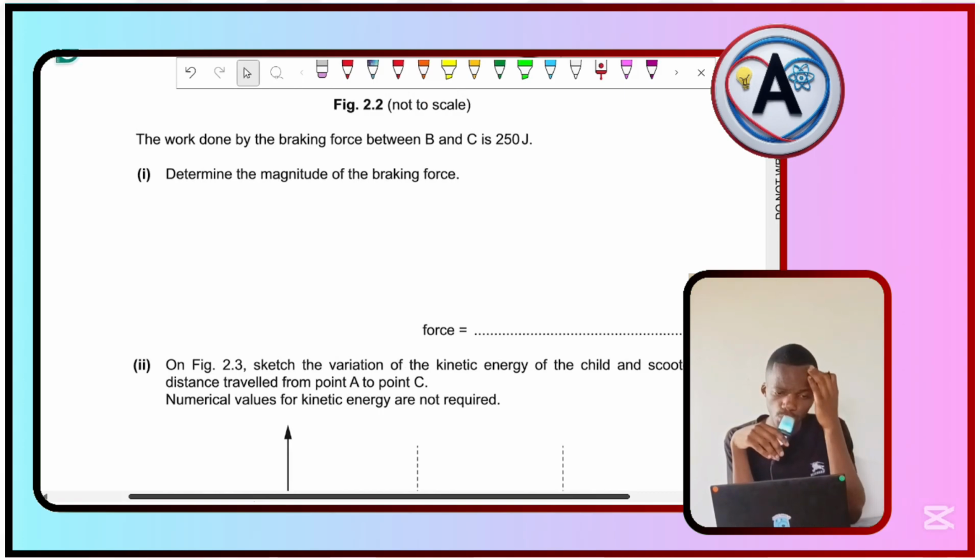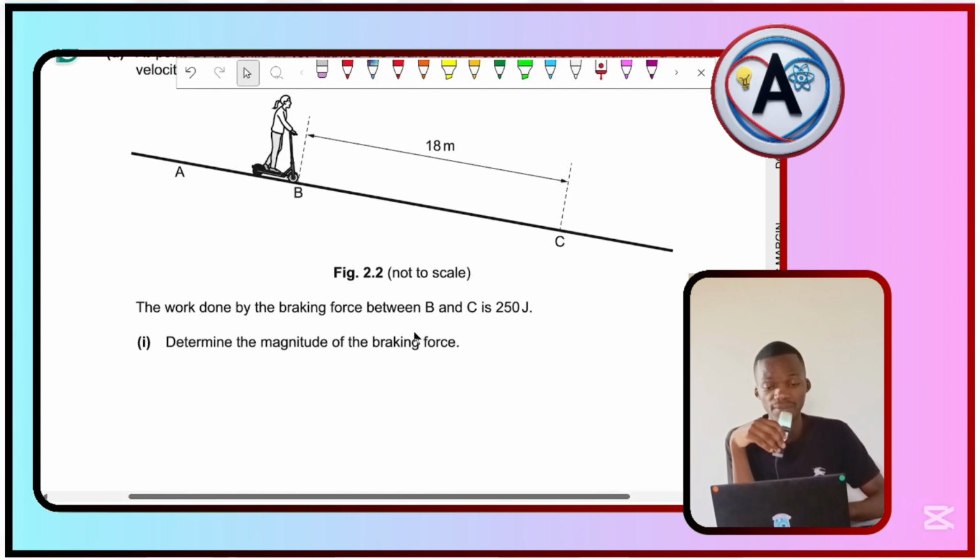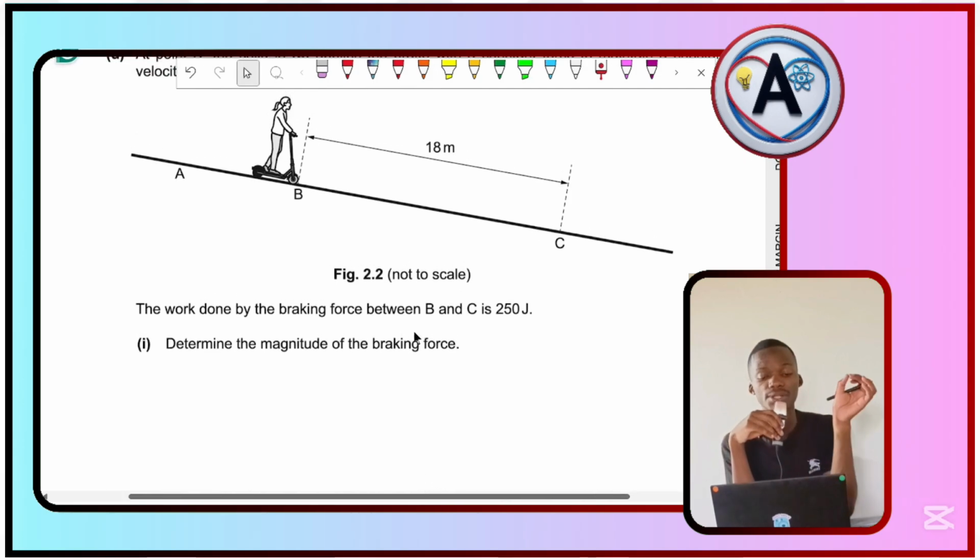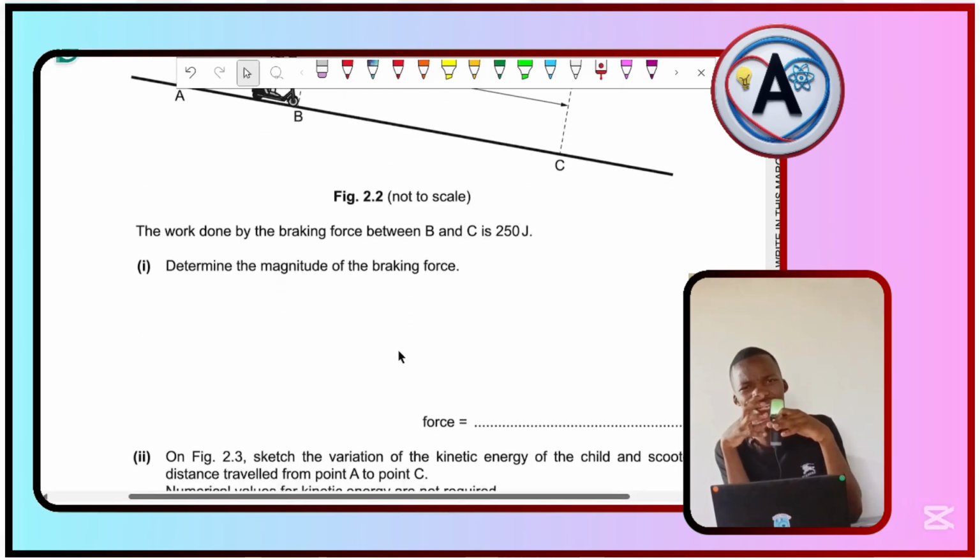Now, it's very important for you to connect. Again, physics is about problem solving. How can you use the information that you have to solve a new problem that you have been presented with? We're given the work done to be 250, and you've been asked to find force, but you're given distance. Ask yourself, how are these things related?